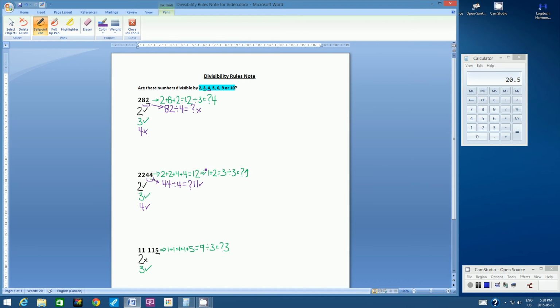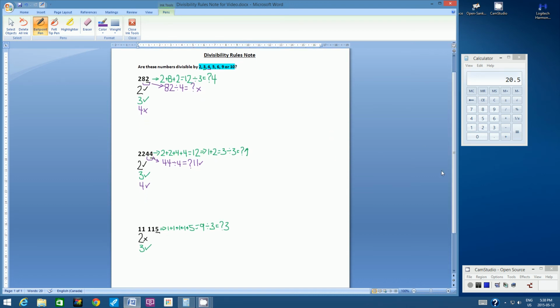All right, let's look at the last example. Let me just scroll down a little bit here. Okay, so again, the divisibility rule for 4 is we look at the last two numbers. The last two numbers in this number are 15. Are the last two numbers divisible by 4? Is 15 divisible by 4? No, it is not. So in terms of 4, this number is not divisible by 4. Okay? All right, so you've got the divisibility rule for 4 written down. Okay, let's go to the next one.